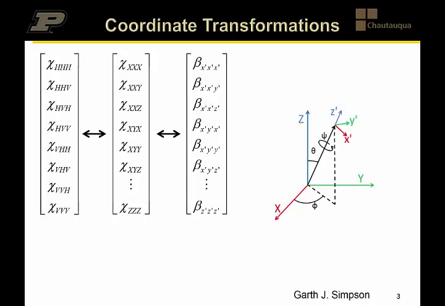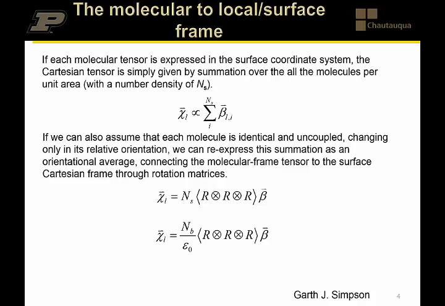Just to describe the overall pipeline, we have the molecule described now. The goal is to describe the ensemble of molecules in the local frame, and then how that relates back to the Jones or laboratory frame tensor, which connects us back to the actual polarization-dependent observables. So that's the roadmap for the next couple of topics.